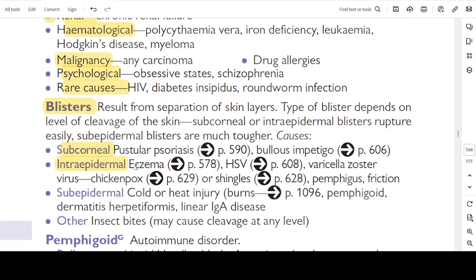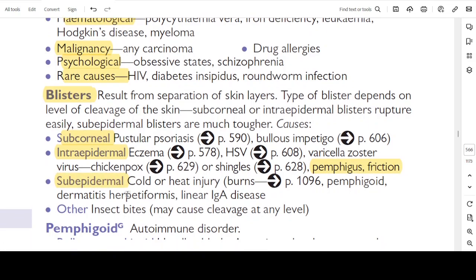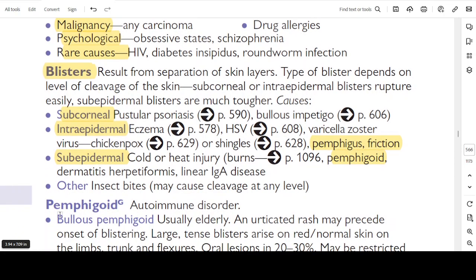Intraepidermal blisters: eczema, HSV, herpes simplex virus, varicella zoster, viruses like chickenpox or shingles, pemphigus and infection, pemphigus and friction. These are intraepidermal blisters. Subepidermal: cold or heat injury like burns, pemphigoid. So pemphigoid are tense blisters. Dermatitis herpetiformis and linear IgA disease. These are subepidermal. Others like insect bites may cause cleavage at any level.